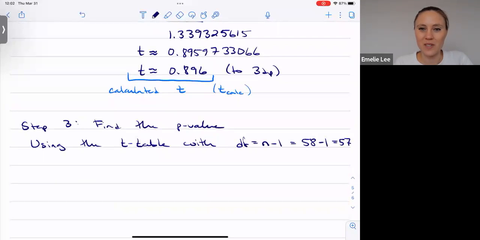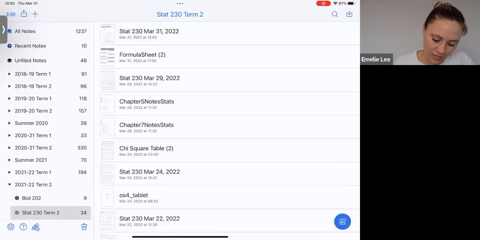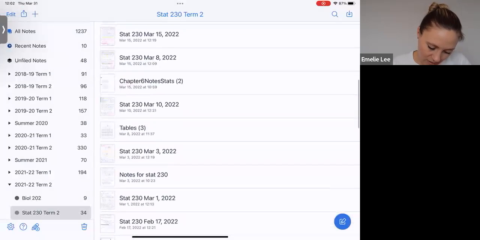But remember from last day, there is no 57 degrees of freedom on our table. Now there are different tables that we could use. Let's see here.